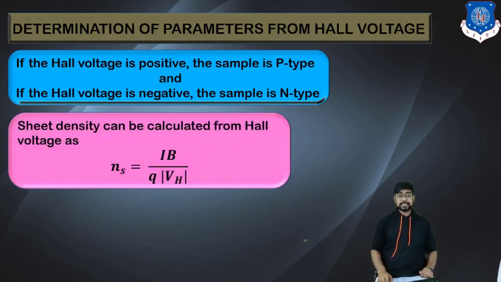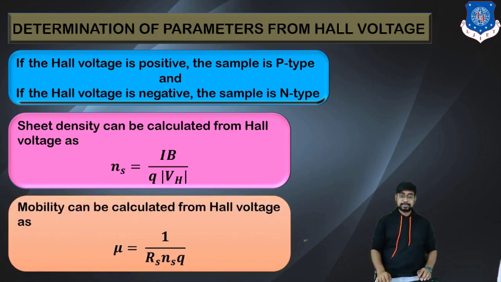Now, the sheet density can also be calculated from the Hall voltage as N_s equals I B upon q V_H in modulus, such that the positive and negative sign is not affecting. And last, the mobility can be calculated as mu equals 1 upon R_s N_s q. So not only have we got the resistivity, we have got the doping, the sheet density as well as the mobility of the carrier.